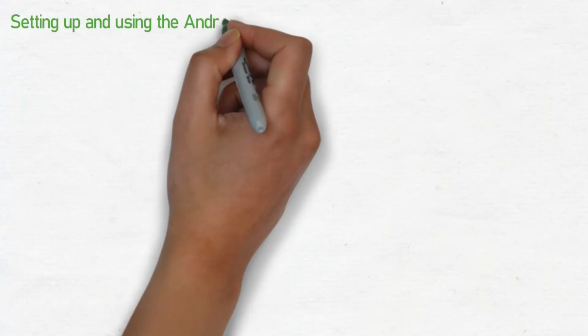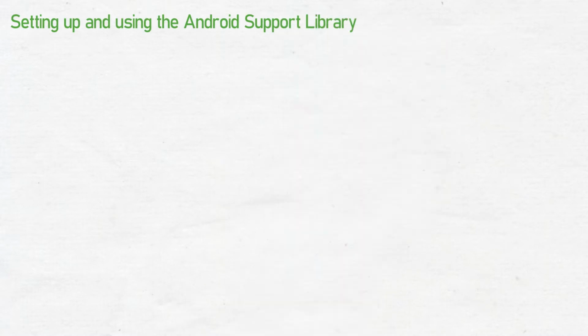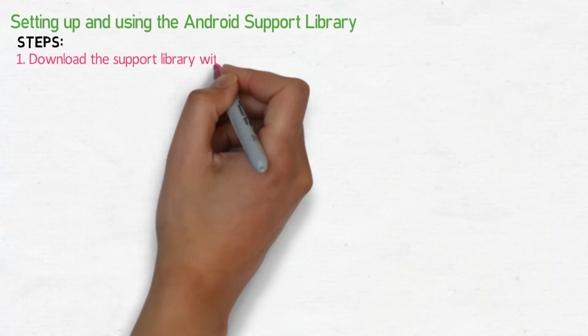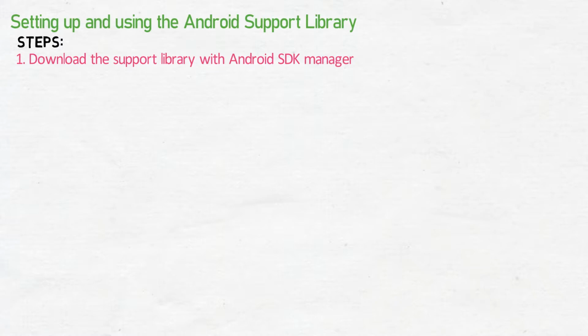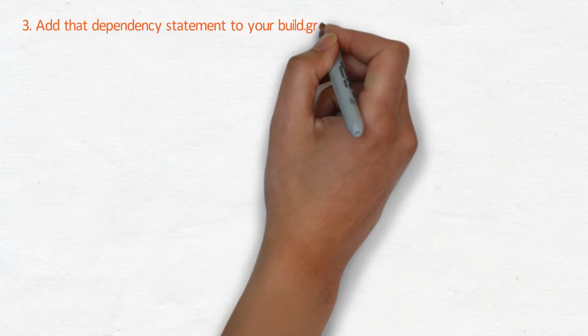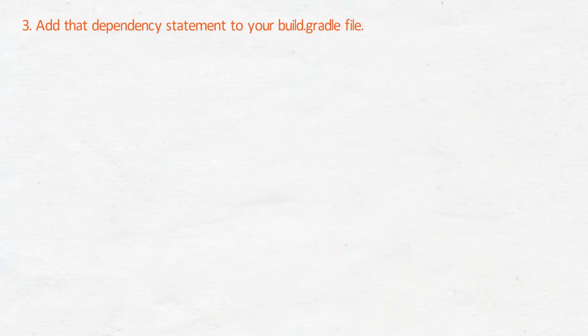The Android support library package is part of the Android SDK and available to download in the Android SDK Manager. To set up your project to use any of the support libraries, use these steps. First, download the support library with the Android SDK Manager, or verify that the support libraries are already available. Second, find the library dependency statement for the support library you are interested in. Third, add that dependency statement to your build.gradle file.